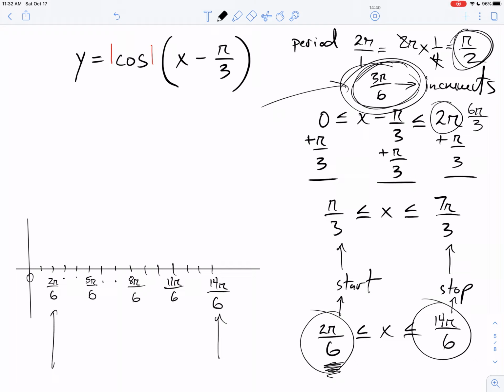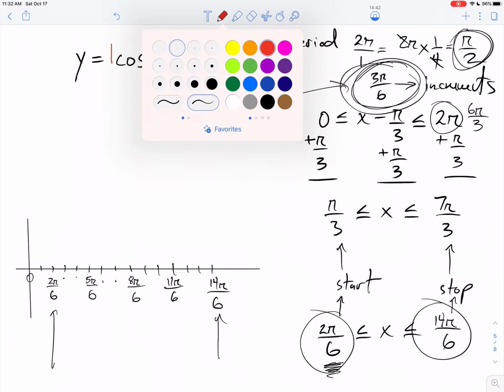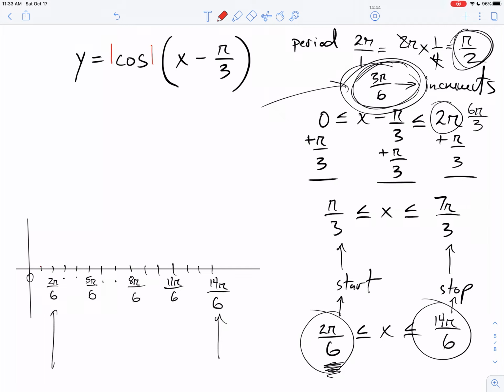Let me do this one more time. I'm going to use a color so you can see me count it. That's 1/6, that's 2 pi sixths. 3, 4, 5 pi sixths. 6, 7, 8 pi sixths, 9, 10, 11 pi sixths, 12, 13, 14 pi sixths. And you guys know as well as I do, this number right here is going to reduce to pi over 3. This number right here is going to reduce to 7 pi thirds.